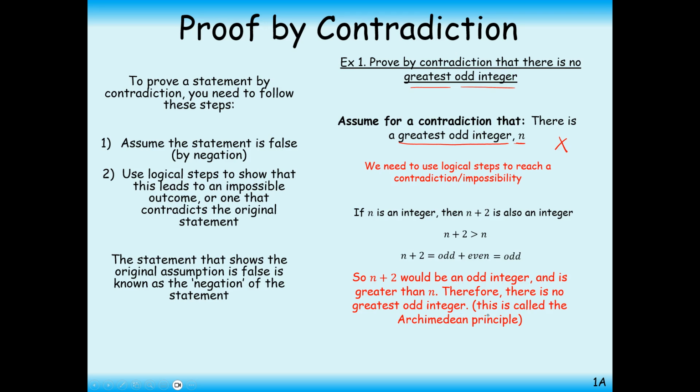This principle is called the Archimedean principle. So pause the video and have a think for yourself. Here is step one, and then the logical proof is in these three lines, which is step two. Alright, let's look at another example.